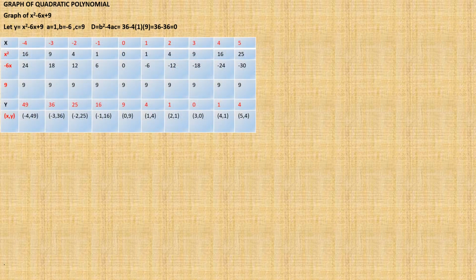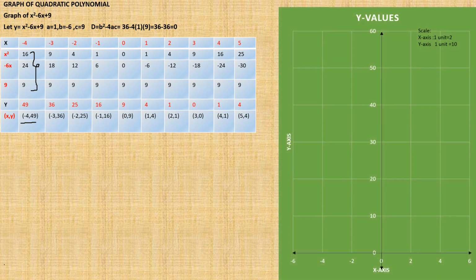Now, the same way, we have to take the values from minus 4 to 0, and 1 to 5. Minus 4 whole square is 16, minus 6 into minus 4 is plus 24, and 9. You have to add all these three to get the value of y, and you have to write the ordered pair. You have to simplify all the points like this, and then we will move on to the graph. While doing the graph, similarly, first the x-axis and y-axis. Here I have taken on the x-axis, as usual, 2 units, but on the y-axis I have taken 10, because I have 49 and more than that. So that's why I have to take the scale according to our points.